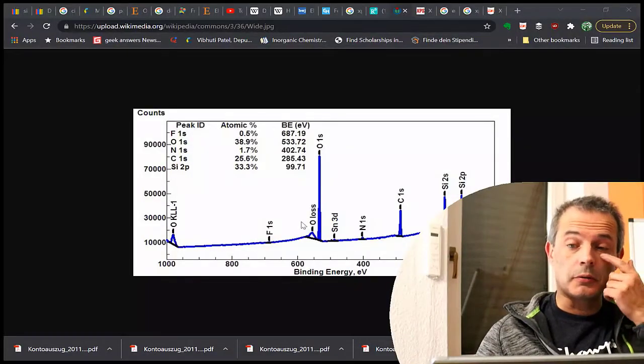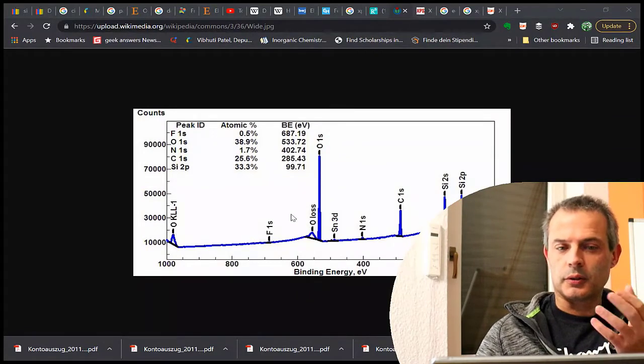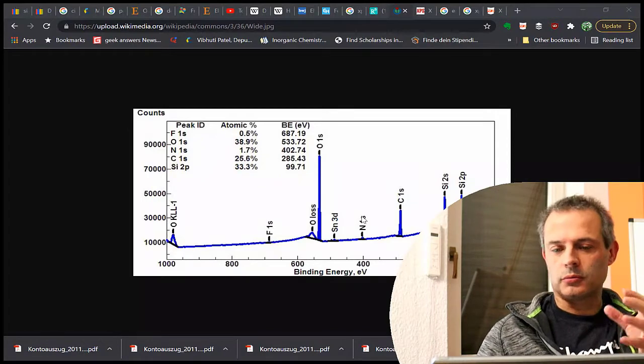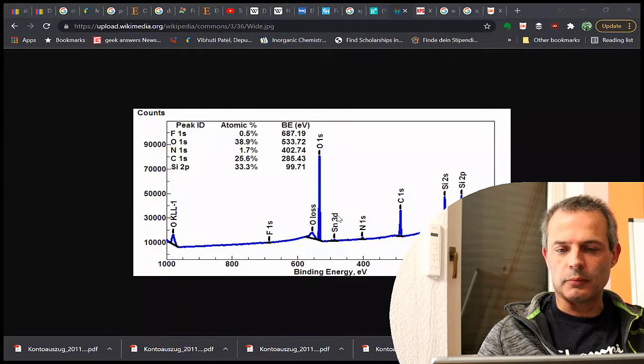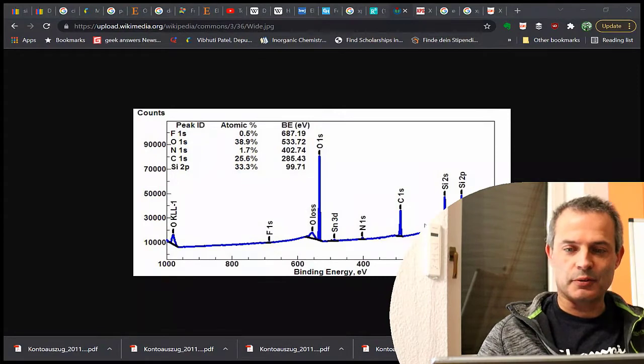So this is an example of an XPS spectrum. It's a free one, copyright free on Wikipedia, and what we can see is how it's typically drawn and what typical peaks look like. Typically we would read from the left to the right, and we can see the binding energy as given is right to left.